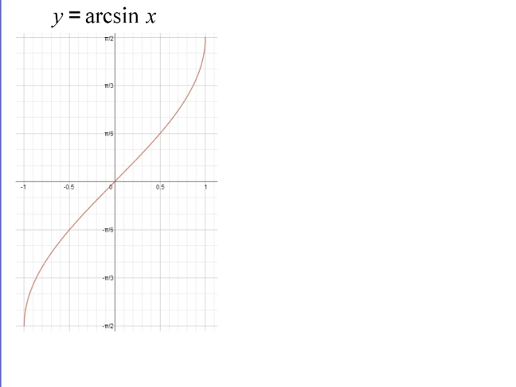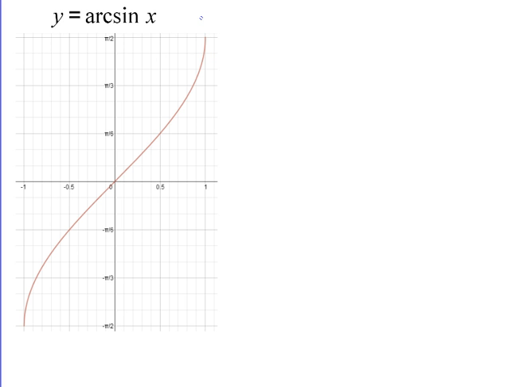Now, what does this mean? What is y equals arcsine of x? Well, this means that when we put in a number like 1/2 or 0.5 into this function, it's asking sine of what angle equals 1/2. And we know that sine of pi over 6 is equal to 1/2. So that means that arcsine of 0.5 or arcsine of 1/2 is pi over 6. So it's the inverse function of sine.